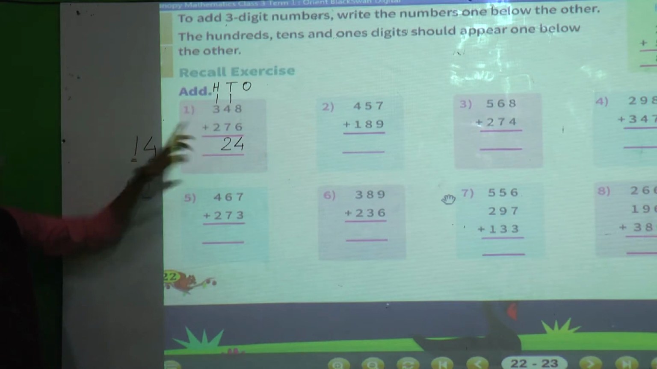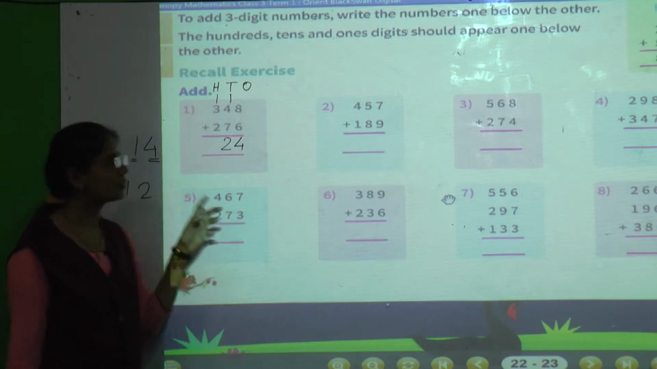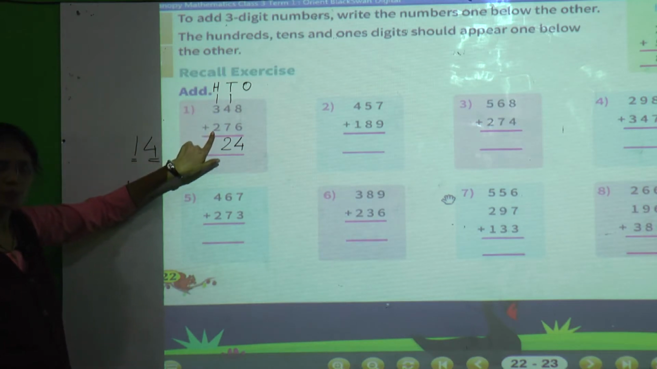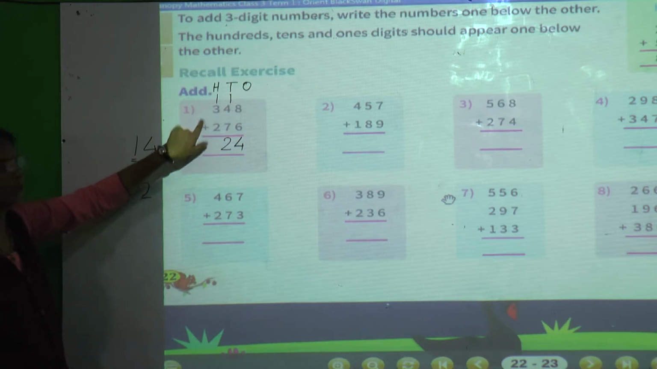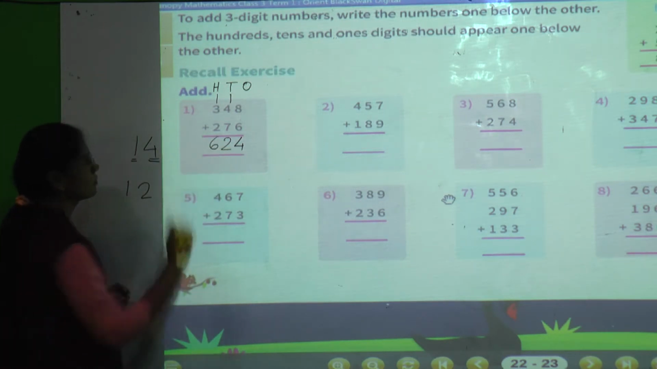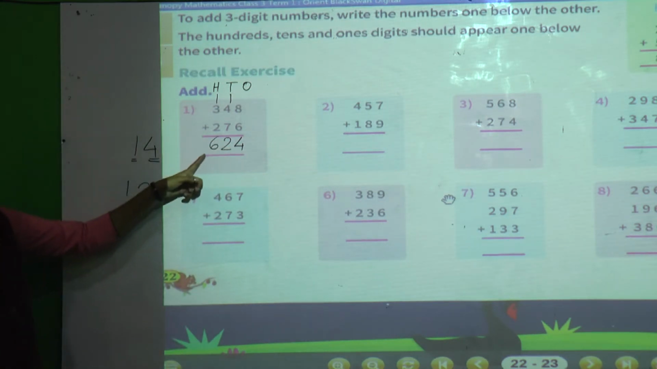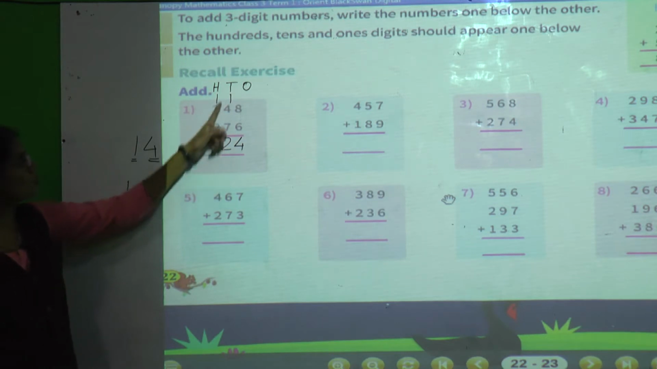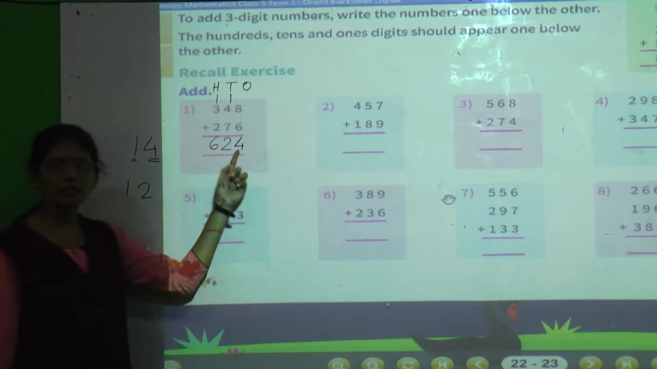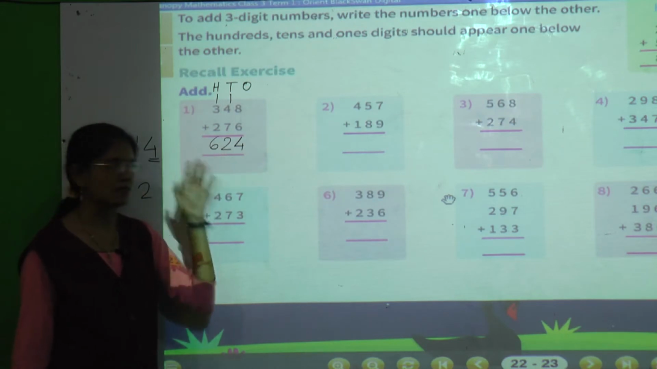Now we will move to the hundreds place digit. Add these 3 numbers, 1 plus 3 plus 2. This is very easy. Orally also you can do this addition. 1 plus 3, 4, 4 plus 2, 6. So what will be the answer? The answer is 600, 2 tens, 4 ones, means 624. This is our answer.